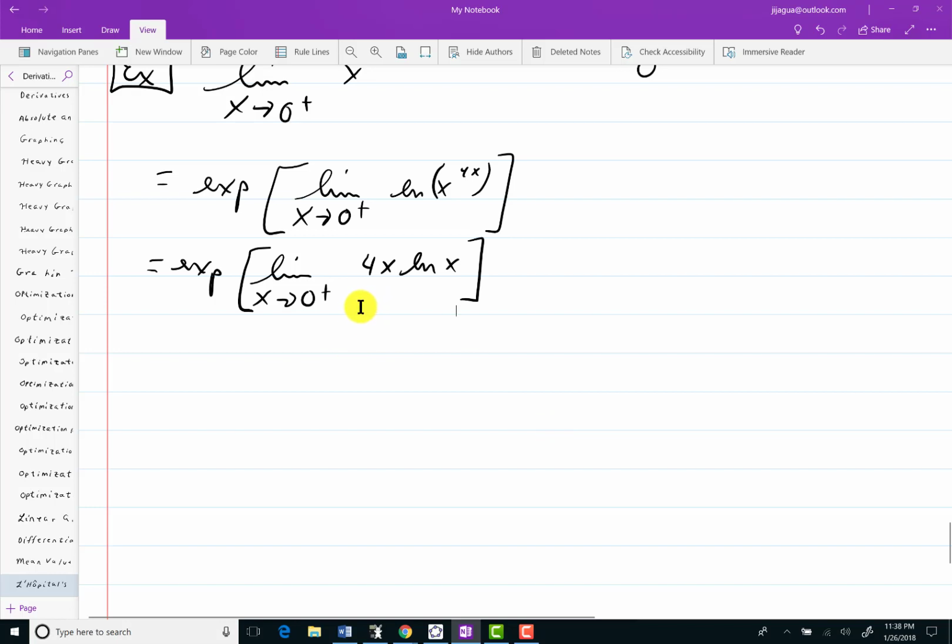Except now it's not quite so simple. I can't plug in the 0 from the positive because this will be an infinity. I'll have a 0 times an infinity. That's still an indeterminate form. But what I can do is this.